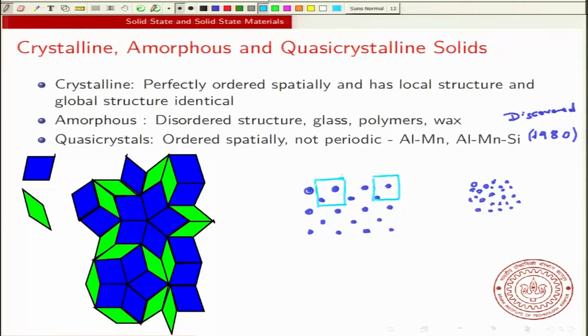The crystal will look exactly identical. Similarly, if you translate into this region, the crystal will look identical. Okay. So, there is a translational invariance in a crystal. So, this is not there in a quasi-crystal.